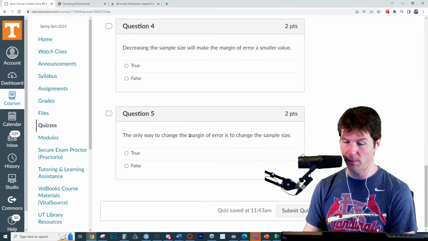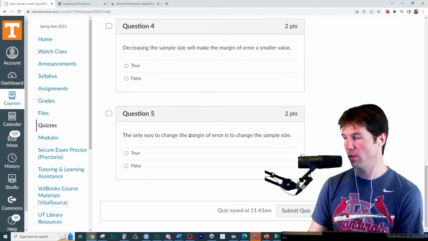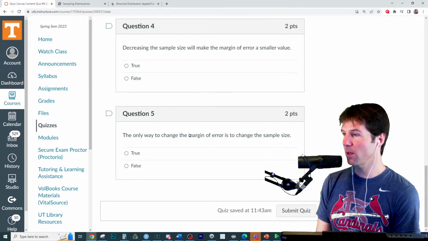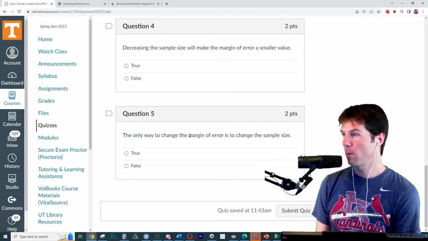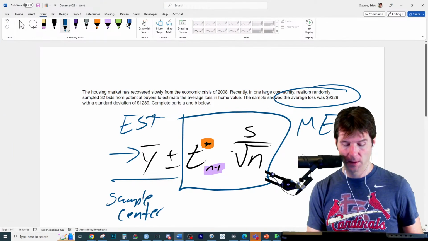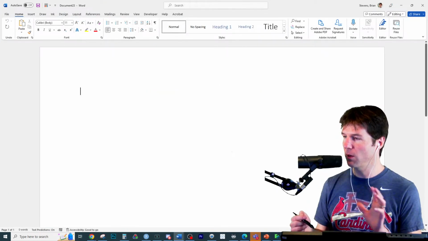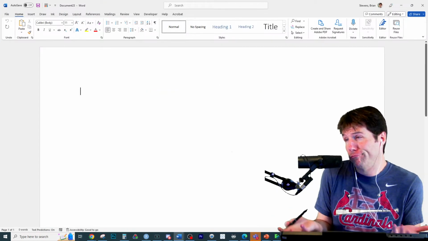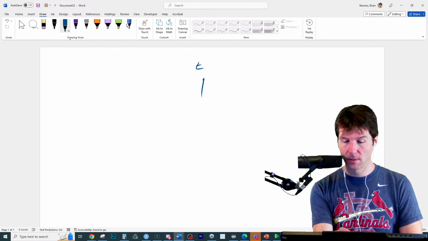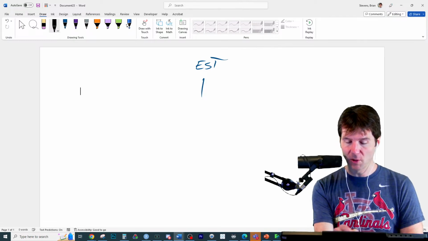Decreasing the sample size will make the margin of error a smaller value. Now, let's not even think about this mathematically for a moment. Let's just think about it conceptually. Margin of error is an amount of what you have in your estimate. Margin of error is an amount, think of a U word, an amount of what? Here's my estimate, and then here's a margin of error.